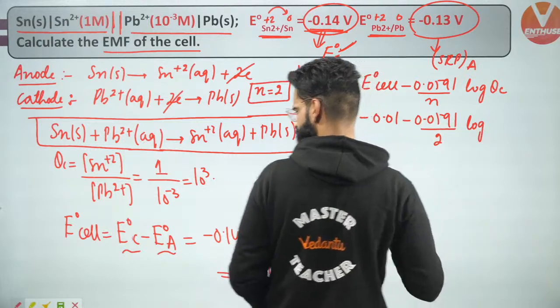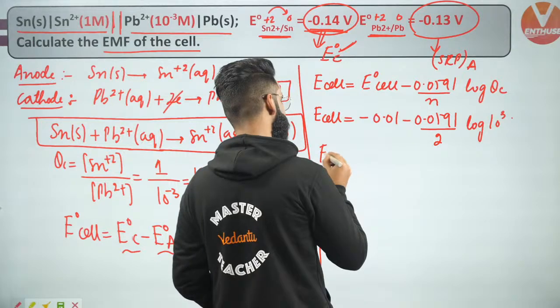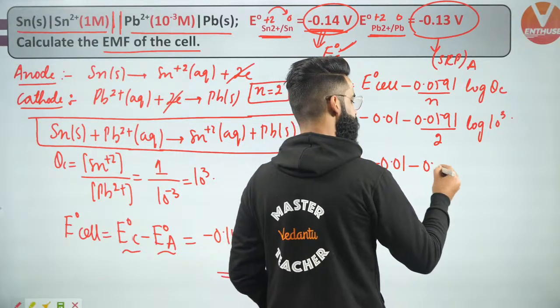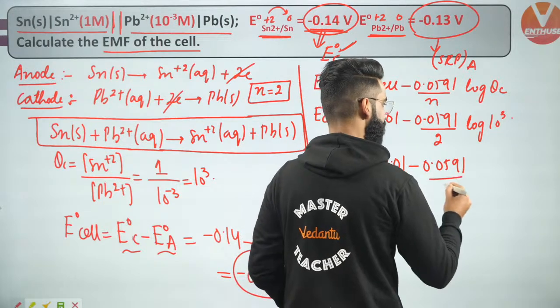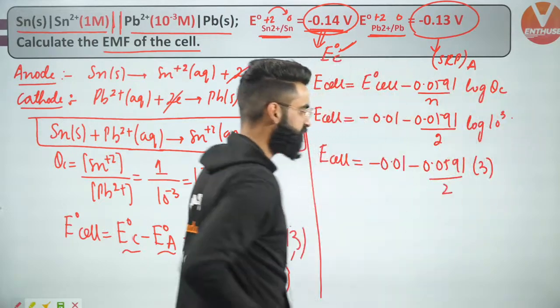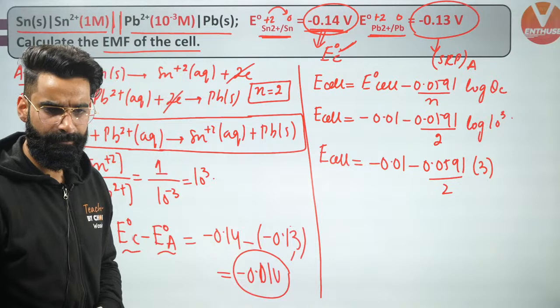What is the value of Qc which we have got already? That's 10 power 3. Can you solve this one and let me know the exact value of the EMF of this cell which we were supposed to calculate? It's going to be minus 0.01 minus 0.0591 divided by 2 log of m to the power n, which is n log m, right? 3 log 10 is 1. People, just solve it out. Let me know the exact value of it in the chat box.